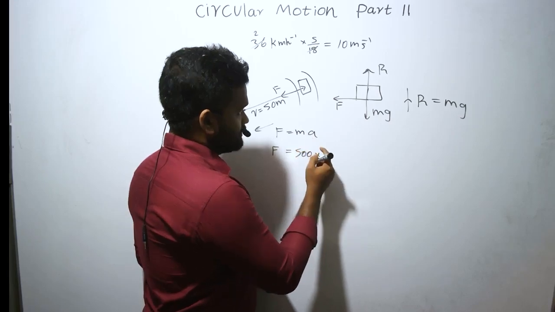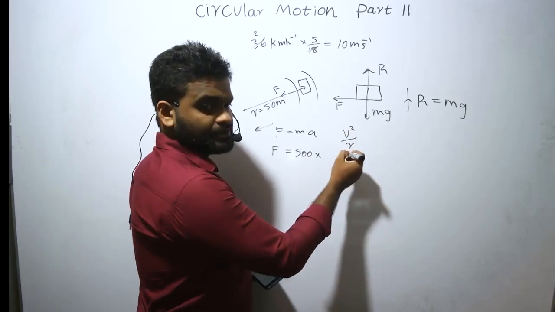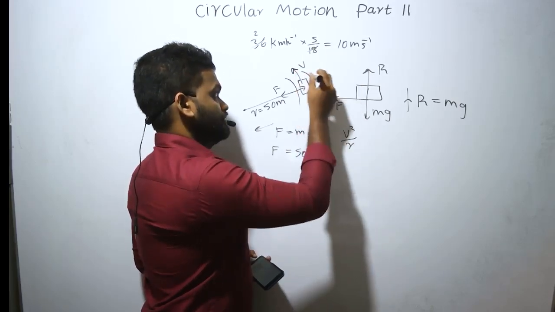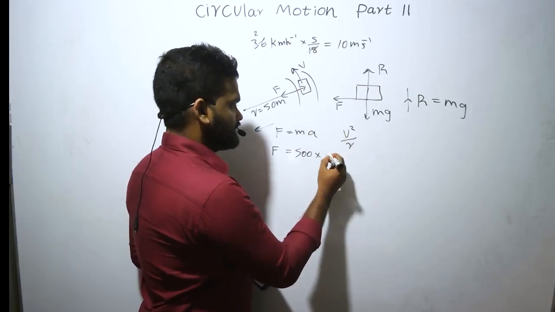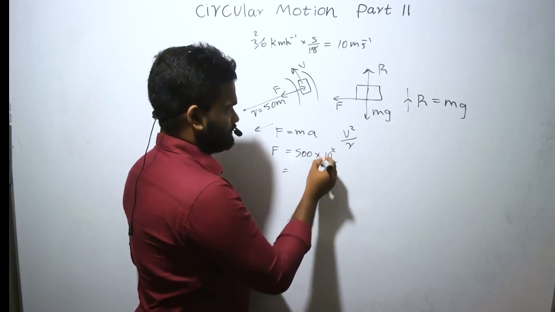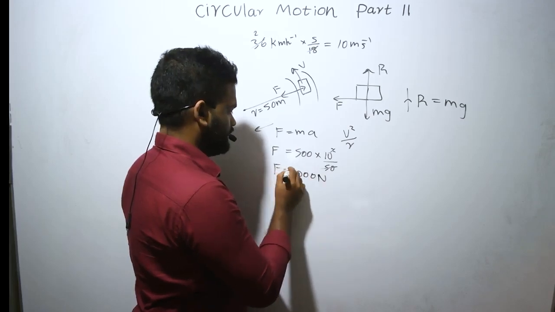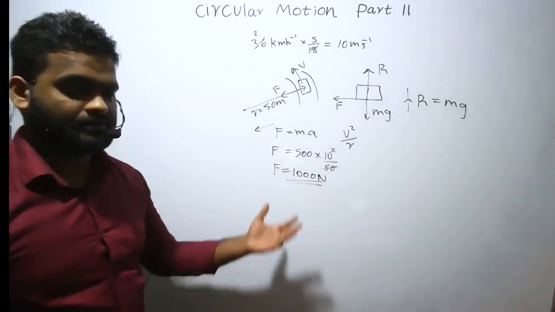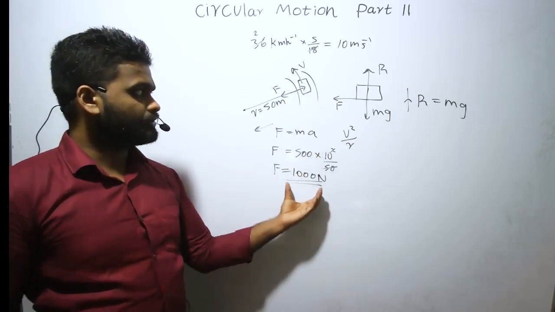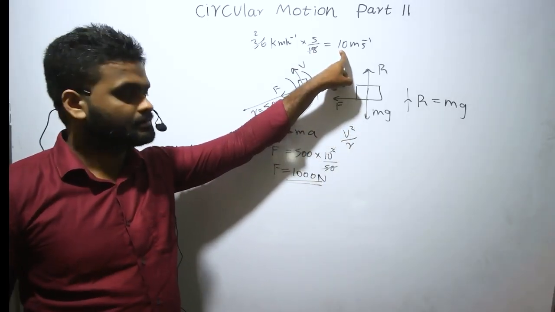And for the acceleration, we can use v squared over r, that is the centripetal acceleration, because what is given is the tangential velocity, 10. So here you can substitute 10 squared divided by radius 50. You know 100 divided by 50 is 2. 2 times 500 is 1000 Newton. So this is the centripetal force required, which is the friction force required in order to keep the car on this track while moving at 10 meters per second.